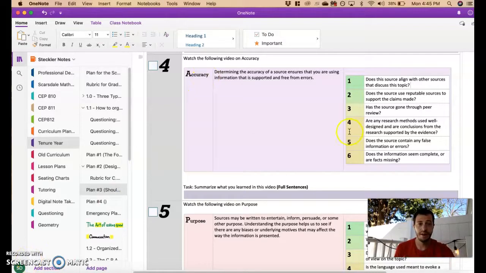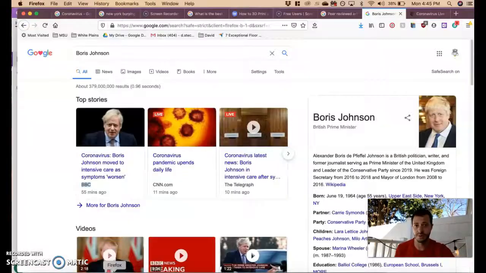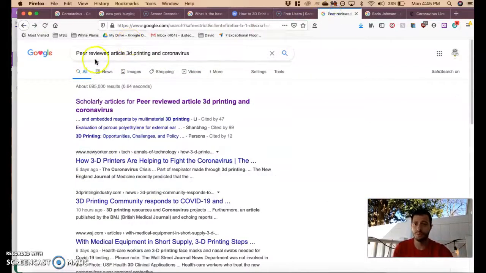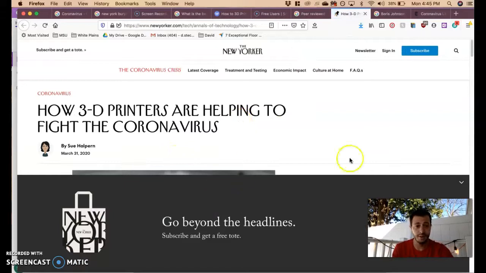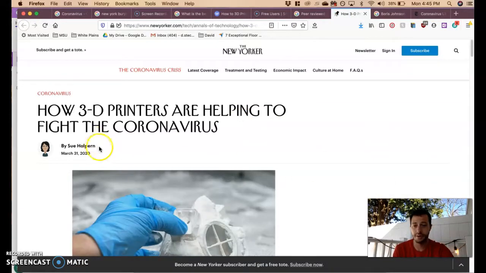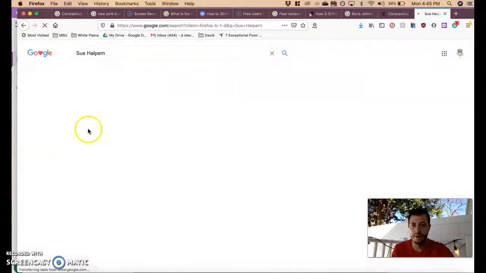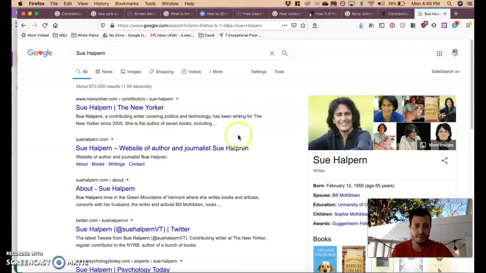Another example of that has to do with peer-reviewed articles. So number 3 over here is, has the source gone through peer review? What the heck is peer review? Great question, class. So if you were to Google peer-reviewed article 3D printing in coronavirus, and you were to just click on one of these links over here, this link on the New Yorker may or may not be peer-reviewed, but let's find out. So the author over here is Sue Halpern. We could go and Google her and look into her to find out about her as an authority. She is a writer over here, and we could dig into that.